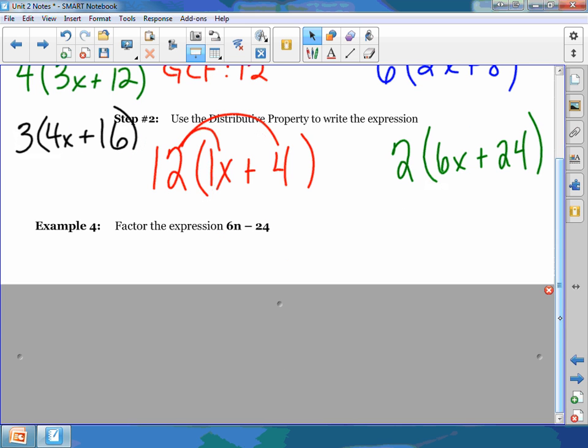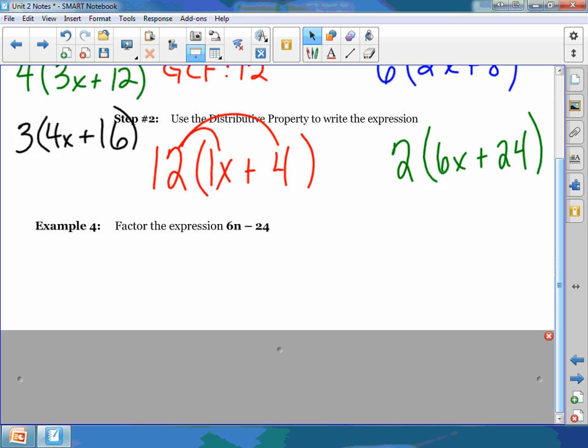All right, well, let's try this. What about 6m minus 24? What's the GCF? Do that quick rule that we talked about. GCF of 6m and 24. 6, right? 6 goes into 24. So that means we're going to factor out a 6. We're going to have 6 equal groups of how much?